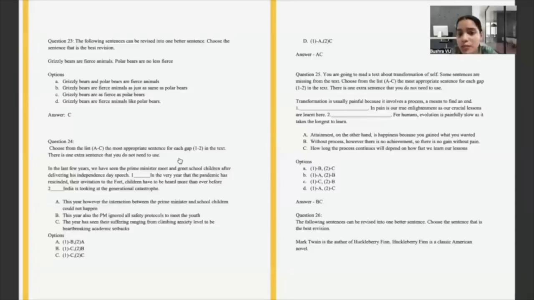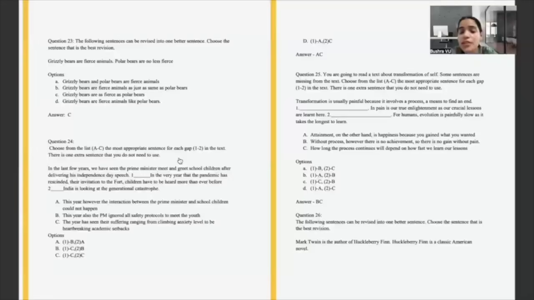Transformation is usually painful because it involves a process, a means to find an end. Okay. Attainment, on the other hand, is happiness because you gained what you wanted. Without process, however, there is no achievement, so there is no gain without pain. How long the process continues will depend on how fast we learn our lessons. So always remember the correlation rule. Now, the first sentence is talking about transformation is painful. It is talking about pain. So which other sentences talk about pain? Or sentence B. So the correct order is B first because it has a relation with pain.